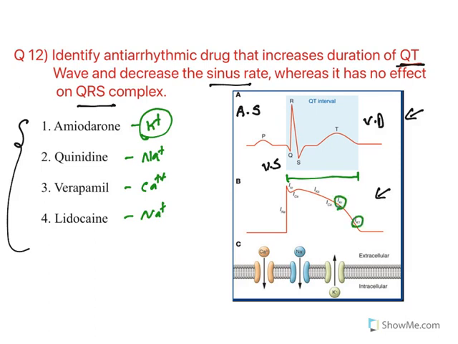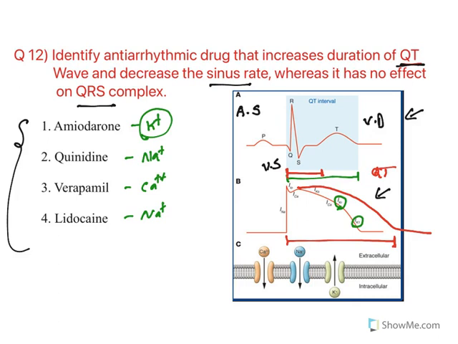They are responsible for repolarization. If you block them, what happens? The repolarization will be slowed and it becomes like this. So what happens here? The duration here is increased. That means you are increasing the duration for systole. So the gap between the systole and diastole increases. That is what is increasing the QT interval.